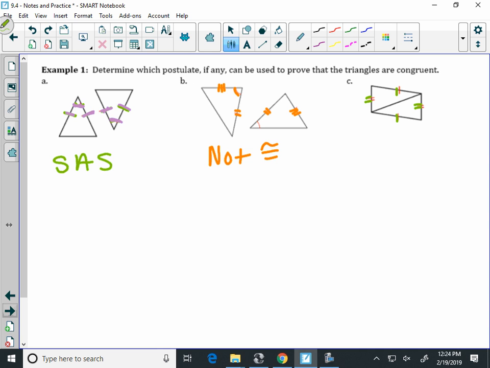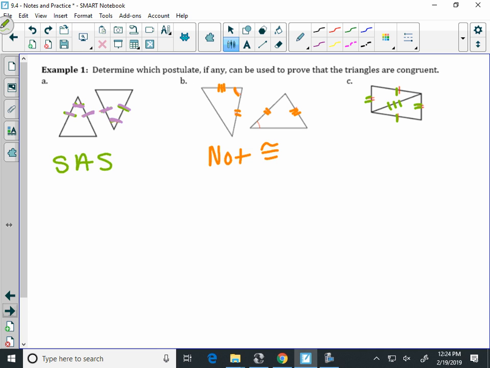Yeah. How do we know that that's the same? They're sharing that third side. So obviously, it's the same. That side is equal to itself. Right? So whenever they end up sharing a side, that side is congruent in both of those triangles.